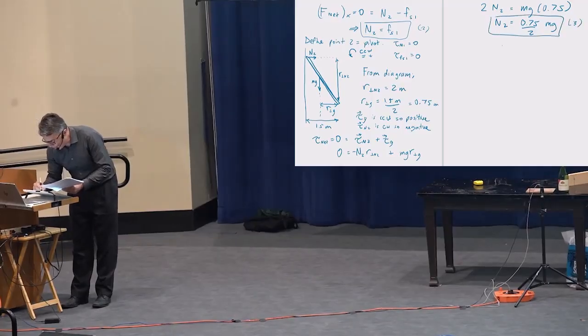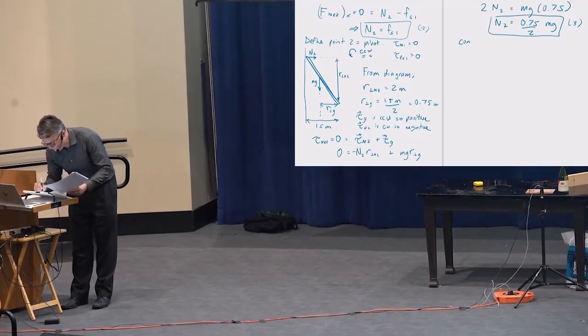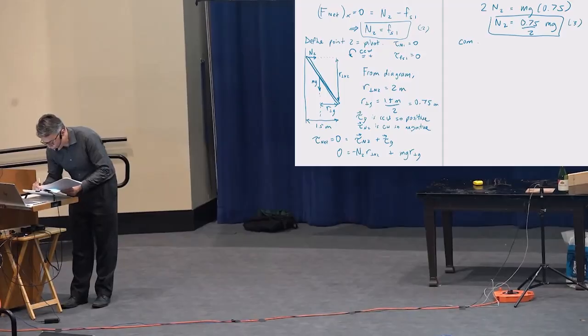And then also you can actually right now combine. You have two equations for N2. If you combine equation 2 and equation 3 here, you can say that N2 equals N2, so you get Fs1 equals 0.75 over 2 times m times g.